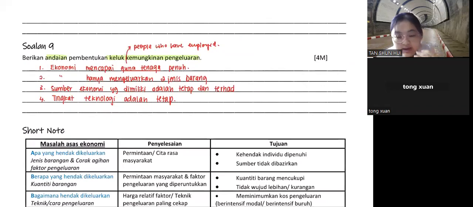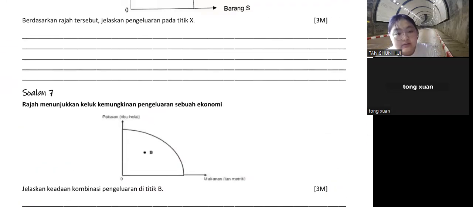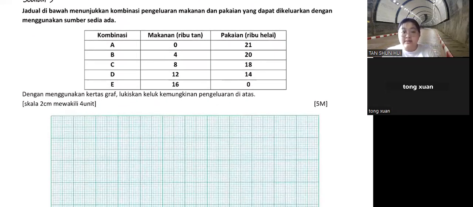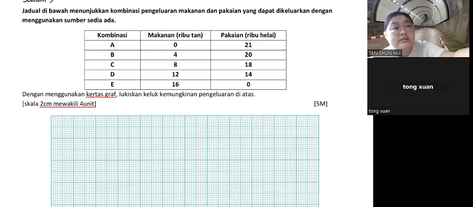Now, other than this, they might come out with a question like question 5. They give you a table and they ask you to plot the graph. Menggunakan kertas graf, lukis keluk kemungkinan pengeluaran di atas. Now, they give you a scale, they said 2 cm mewakili 4 unit. So if they give me a scale, I have to follow the scale.